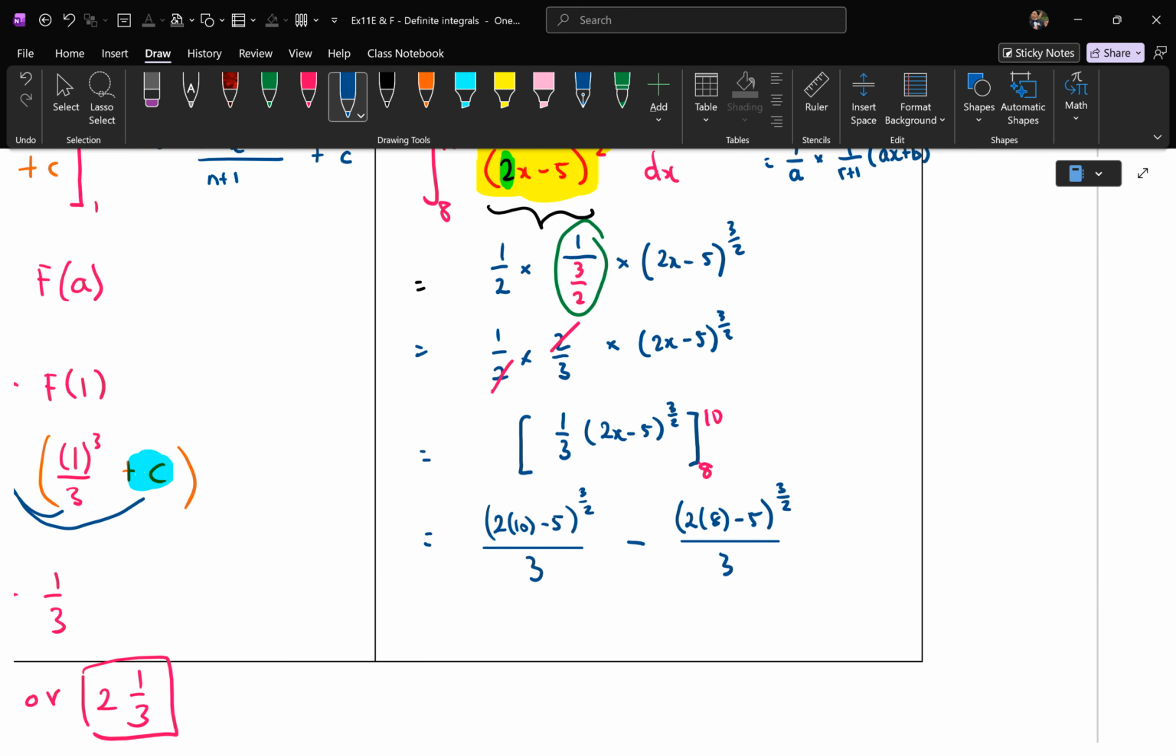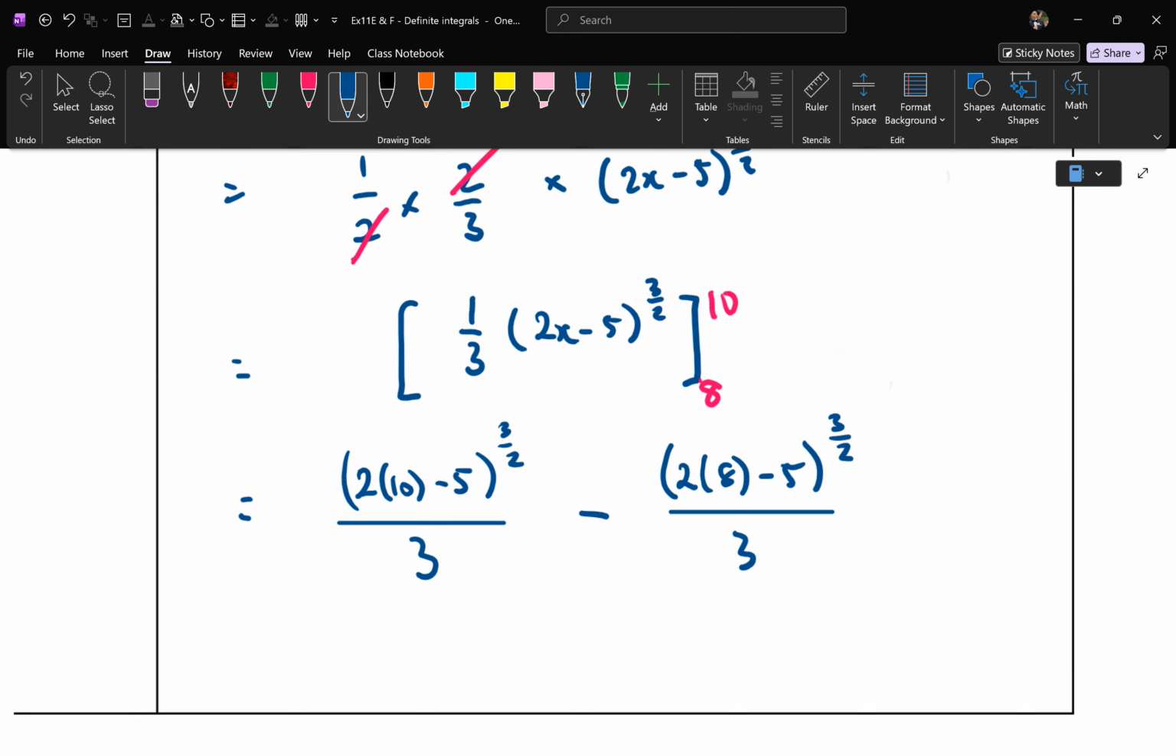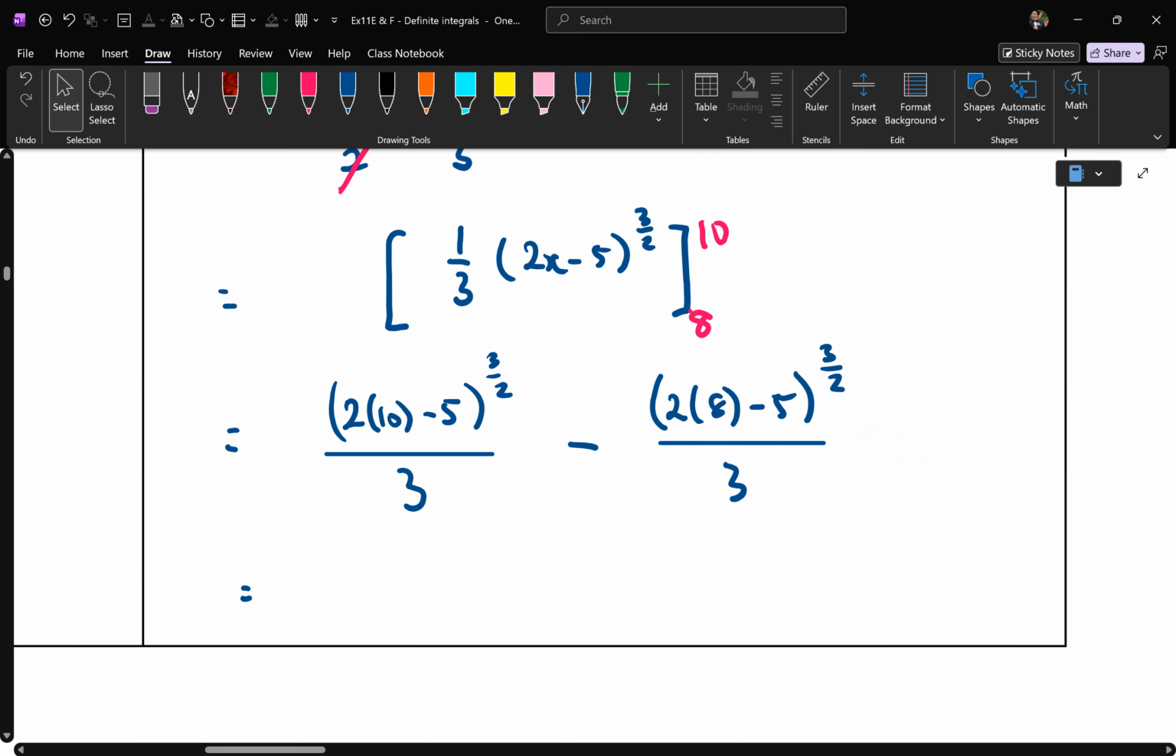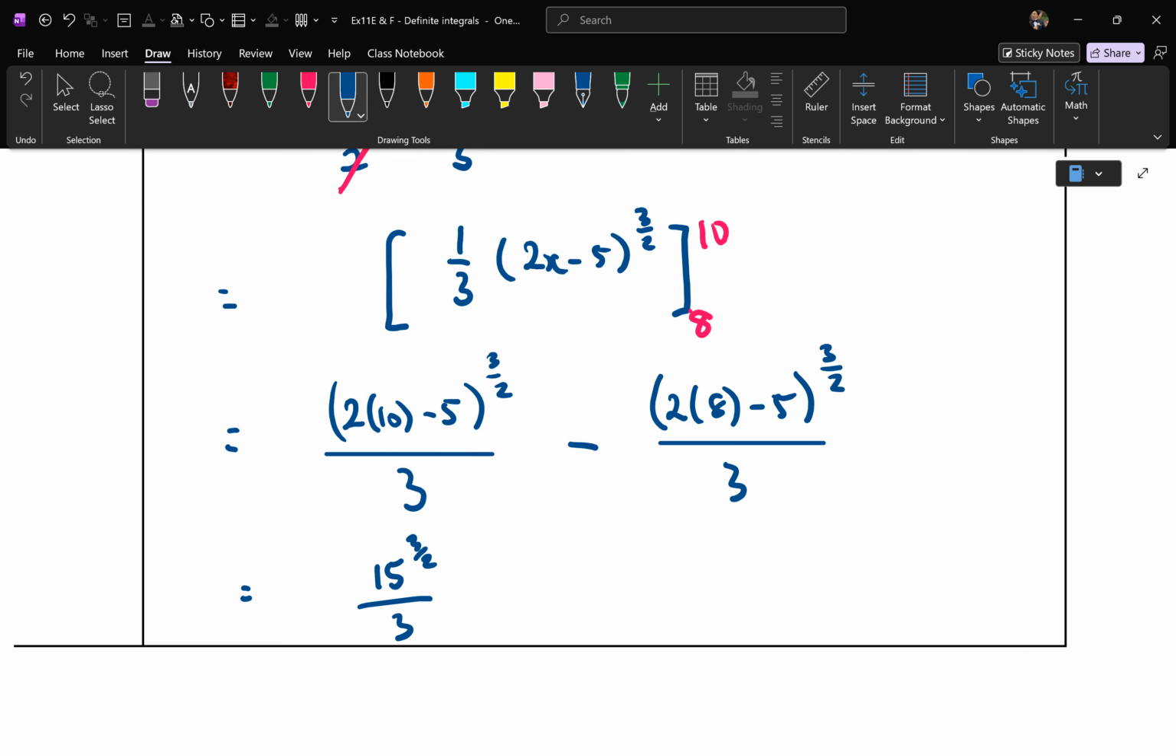And yes, that can come up in exam 1. You can see why they used it quite a bit previously. It's because they're trying to see if you can work with your fractions in substitution here. Here we go, let's see. What does this give us? We got 2 times 10 is 20. 20 minus 5 is 15. So you got 15 to the power of 3/2 over 3. Take away 2 times 8, which is 16. 16 minus 5 is 11. So you got 11 to the power of 3/2 on 3.